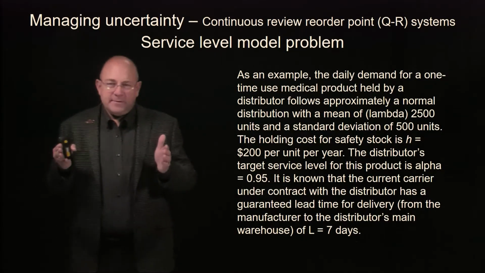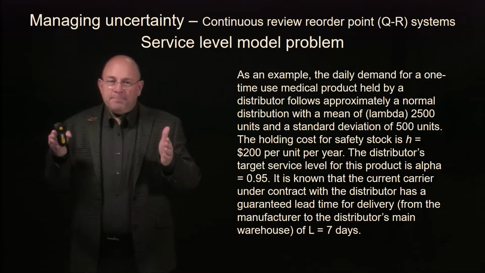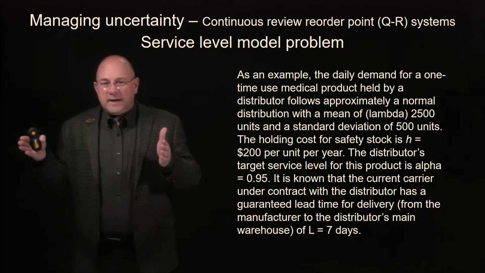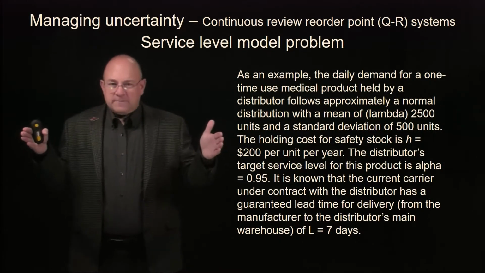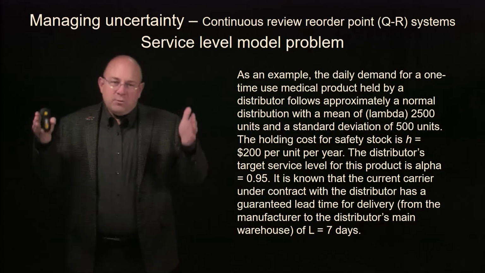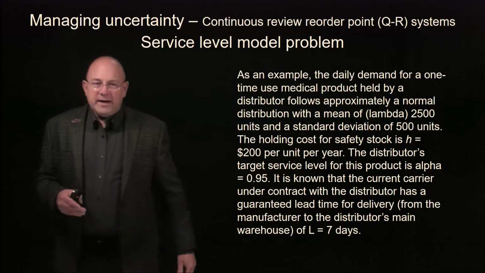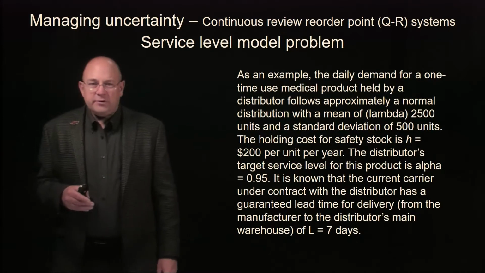In other words, this is probably overly detailed for you, but basically 67% of the time we're going to be between 2,000 units, which is 2,500 minus 500, and 3,000 units, which of course would be 2,500 plus 500 units. 67% of the time we're going to fall right in that sweet spot of 2,000 to 3,000 units with an average of 2,500 units.